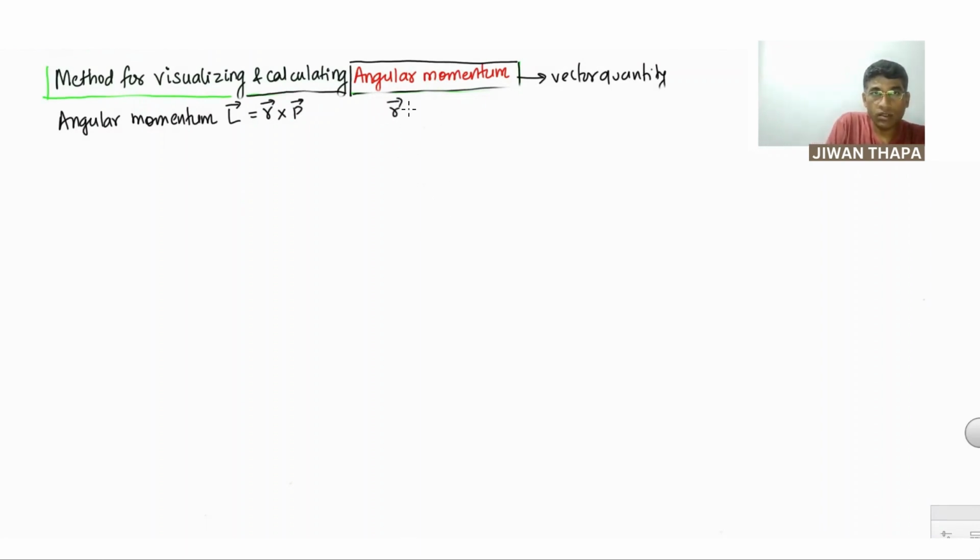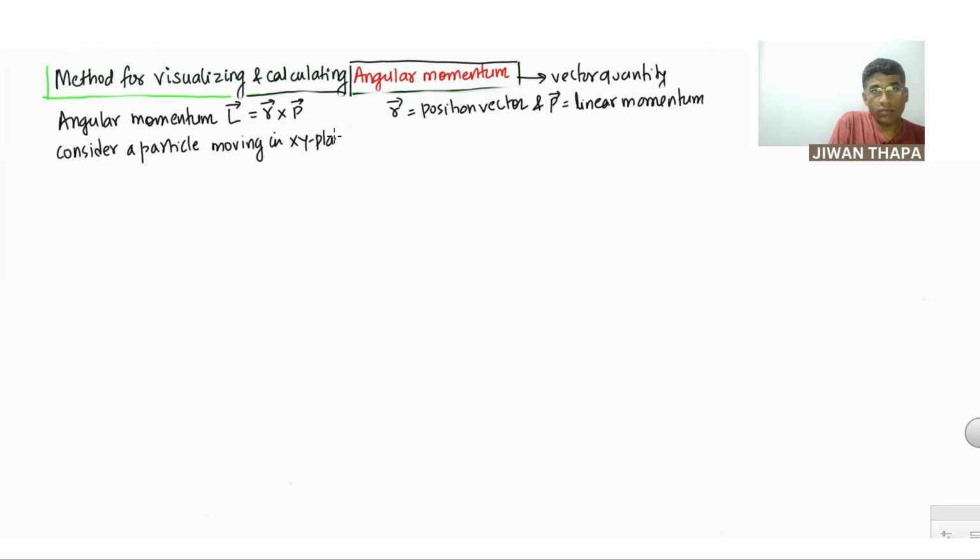So this is the position vector, and this is linear momentum. Now let us consider a particle moving in XY plane. Let us understand it with reference to this diagram.